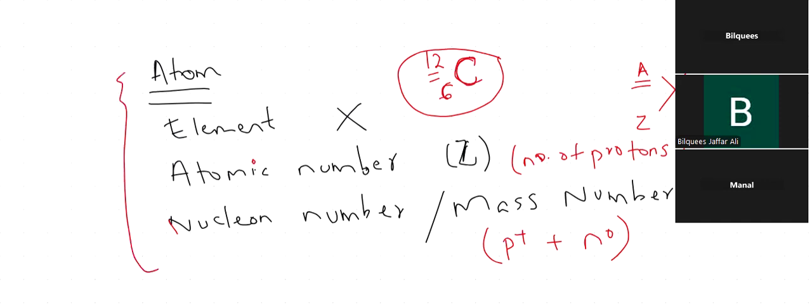Okay, then I am giving you one example. You have to tell me how many protons, electrons, and neutrons. Copy this whole thing that is written on the board.